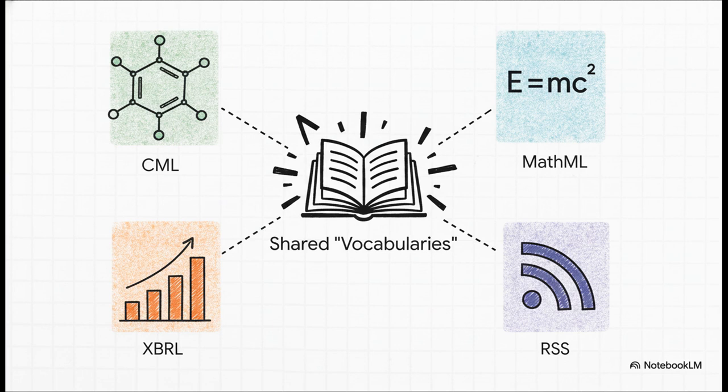And this idea is used literally everywhere. Entire industries have created shared XML vocabularies to standardize how they exchange information. You've got MathML for math formulas, CML for chemistry, XBRL for financial data, and RSS, which you might have heard of, for news feeds. This was a revolutionary way of thinking, and it really paved the way for things like modern web APIs and the countless configuration files that run so many of the apps we use today.